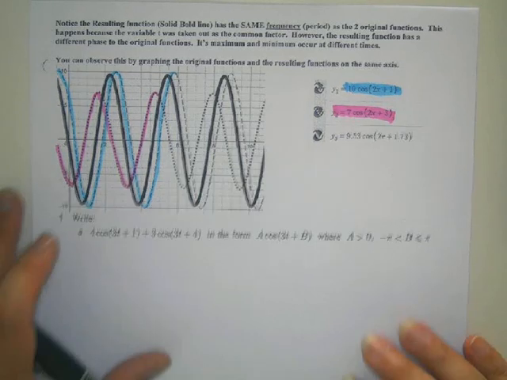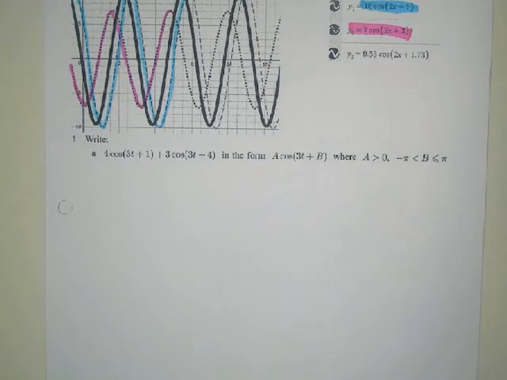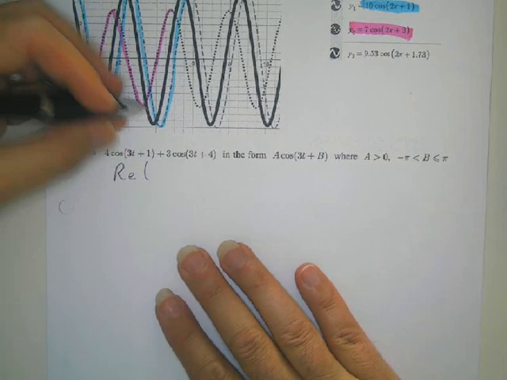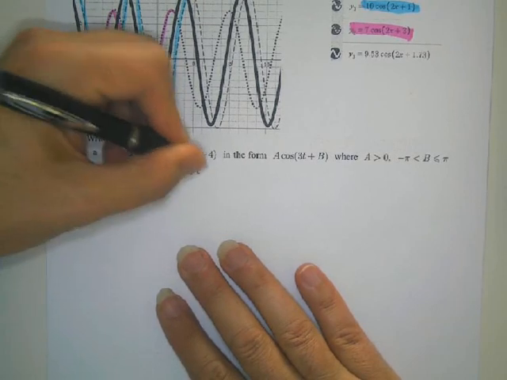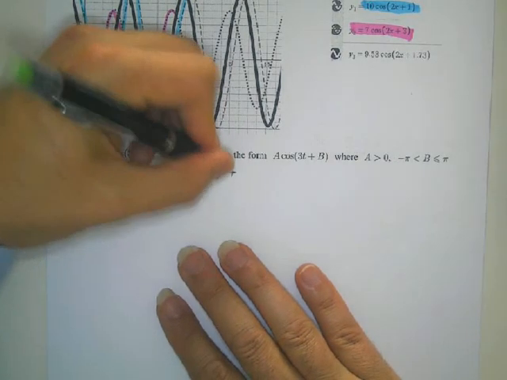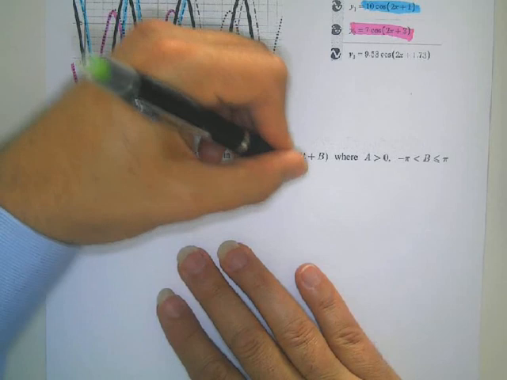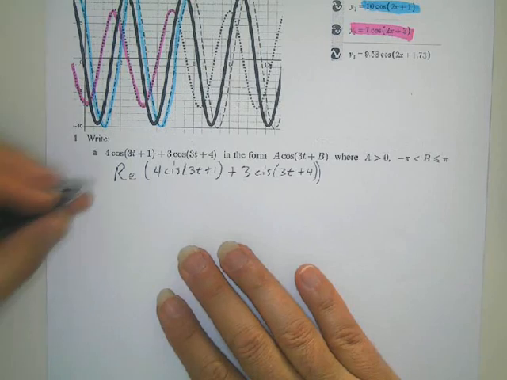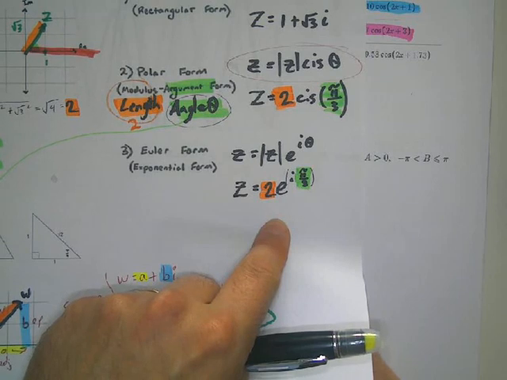Okay, so let's do this example now. Okay, so what's the first thing we're going to do? Since we're dealing with cosine, I'm going to write this as we're dealing with only the real part of 4 cis 3t plus 1 plus 3 cis 3t plus 4. Okay, so now I'm going to convert this to Euler form, right? Hit pause if you need to see this again. We're going to convert this to Euler form.